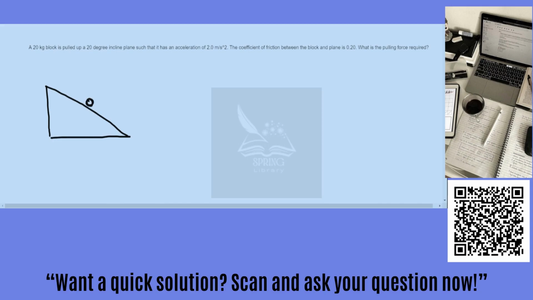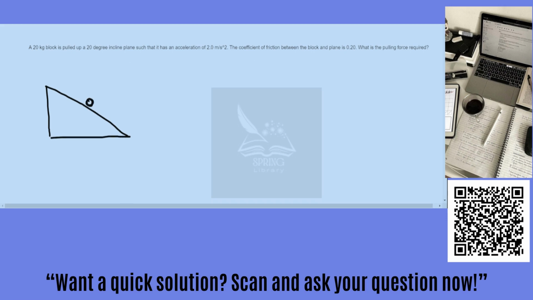So a 20 kilogram block is pulled up a 20-degree incline such that it has an acceleration of 2 meters per second squared. The coefficient of friction between the block and the plane is 0.2. What is the pulling force required? So I'm going to start off with the free body diagram, and then I'm going to write out the equations so that hopefully it becomes clear why I chose the problem the way I did.